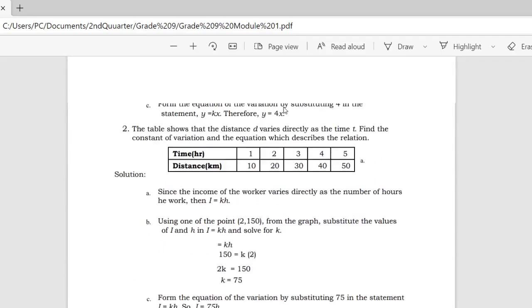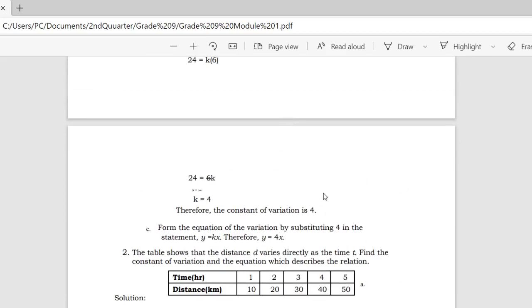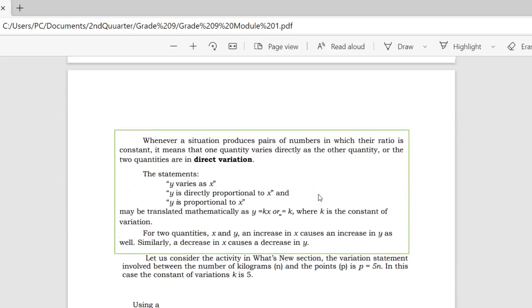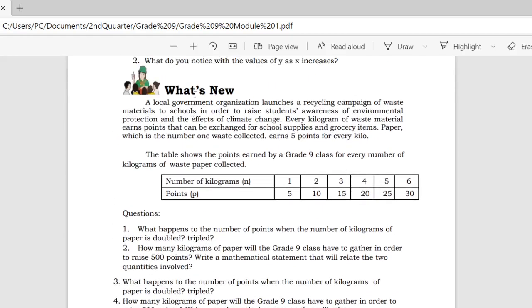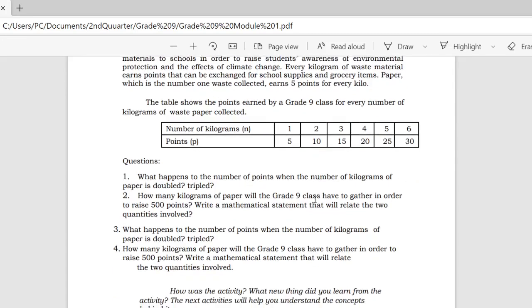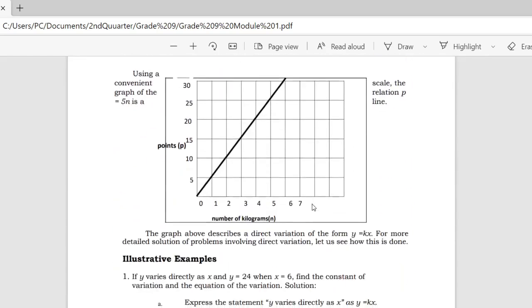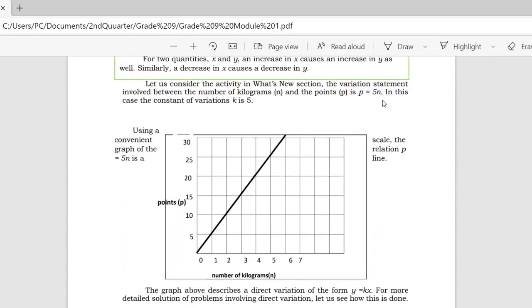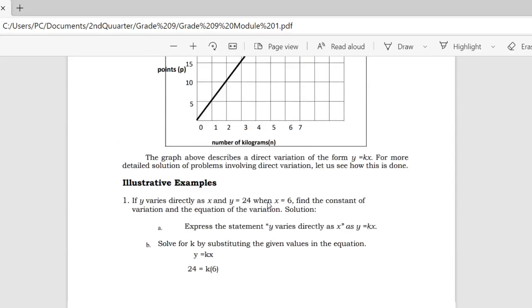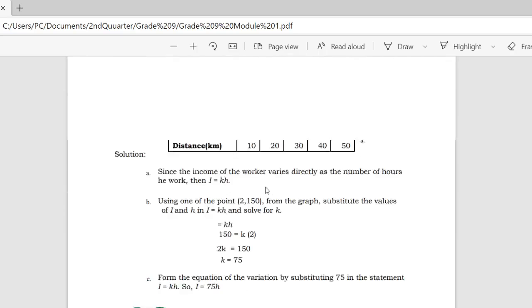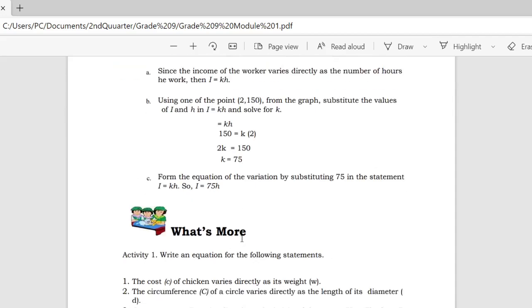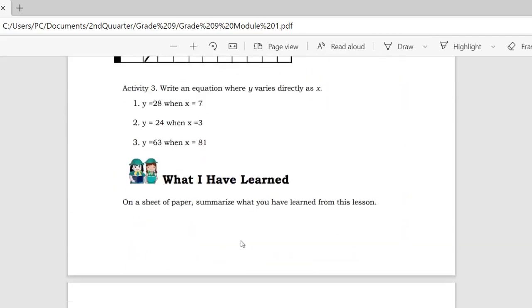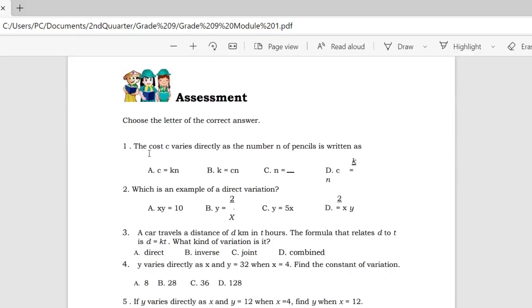Like this. This is the problem. This is the table of values. Make an equation. The equation is here below. This is the equation. Then, draw a graph. This is the graph. Okay, next. Okay, the assessment.